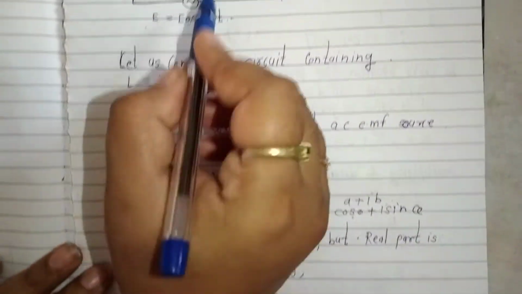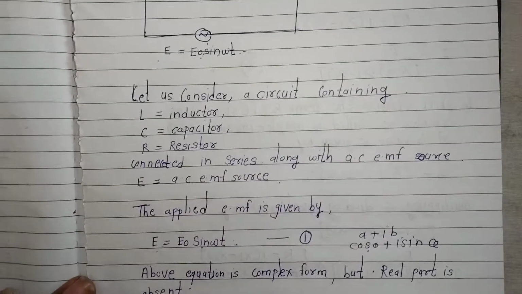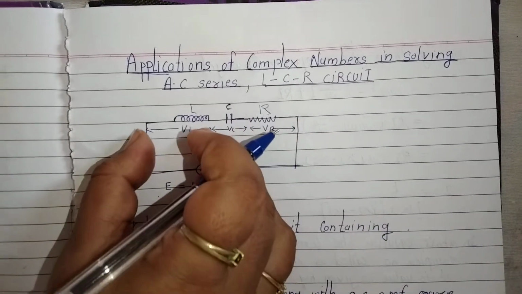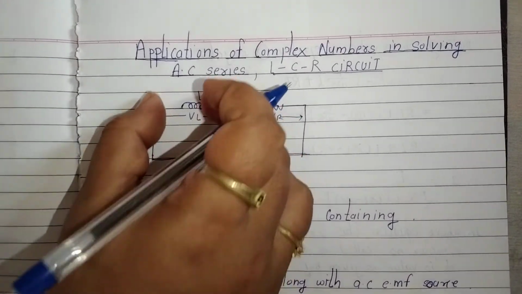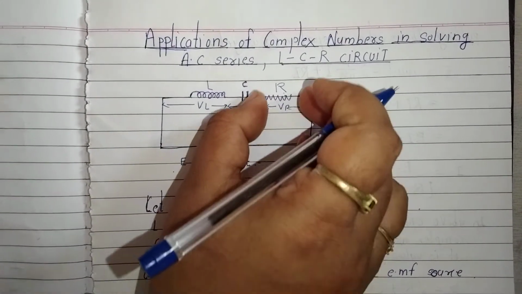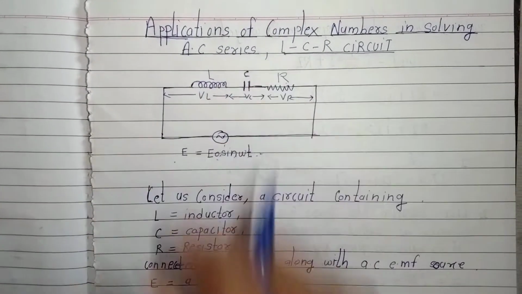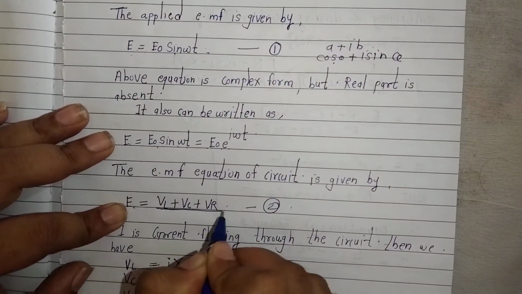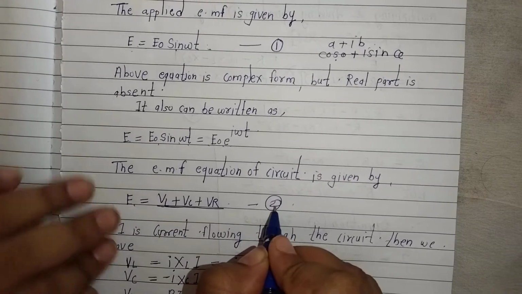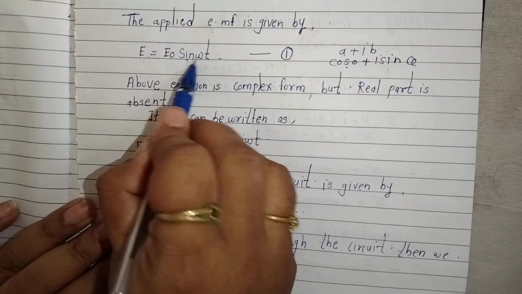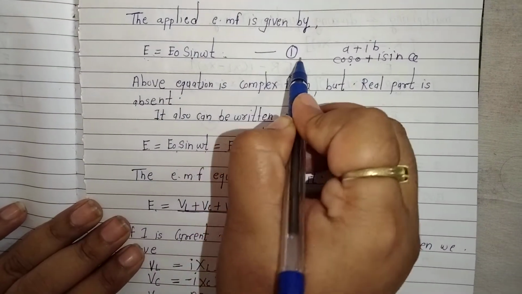Also, the EMF equation E is written as E equals VL plus VC plus VR, where VL is the potential difference across L, VC across C, and VR across R. This equation is written as equation 2, and E equals E0 sin omega t is written as equation 1.